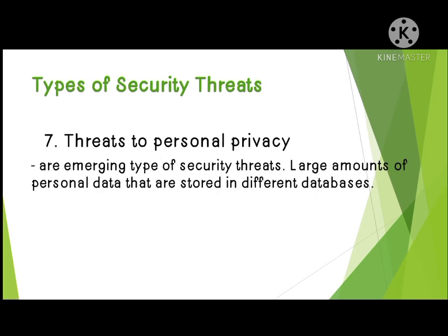The last one is threats to personal privacy. These are an emerging type of security threat, with large amounts of personal data stored in different databases. Be aware also of your personal privacy. It's your own personal data. You need to secure it. So how are we going to protect our online privacy? Make a secure, strong password, and use anti-malware and a firewall, or use a VPN, a virtual private network. That way you can manage to secure your personal privacy.